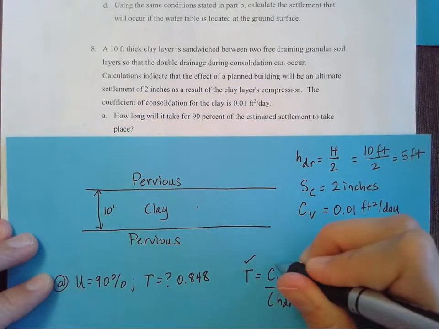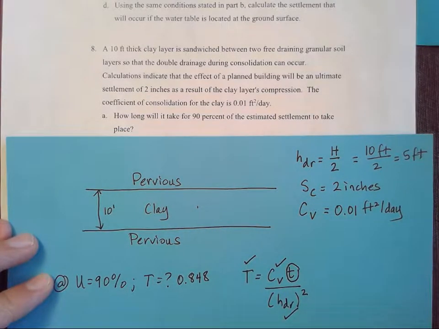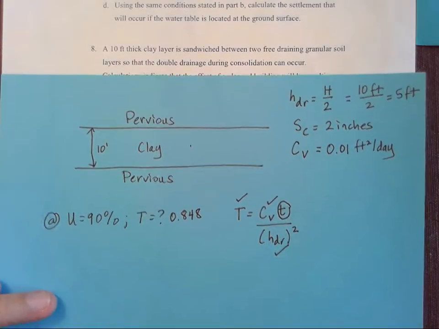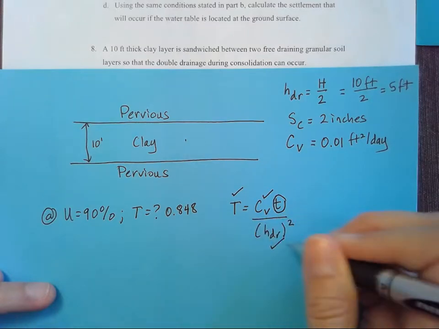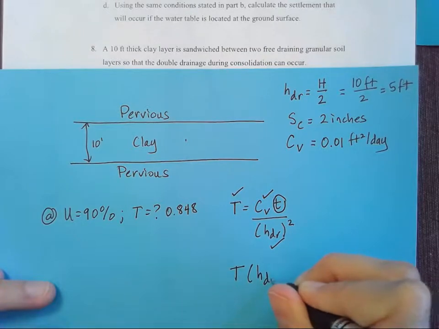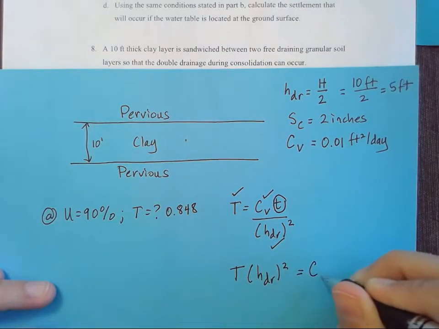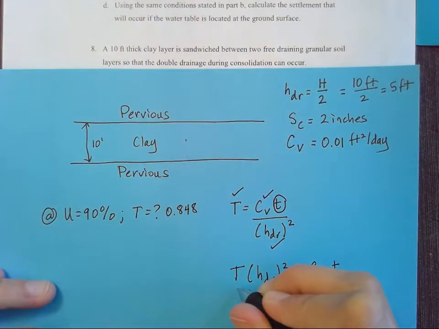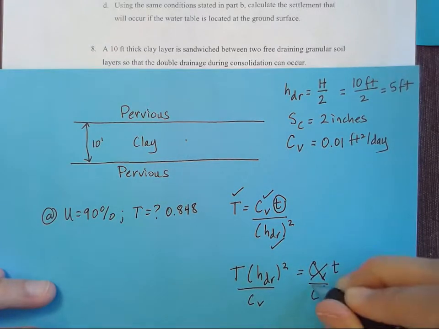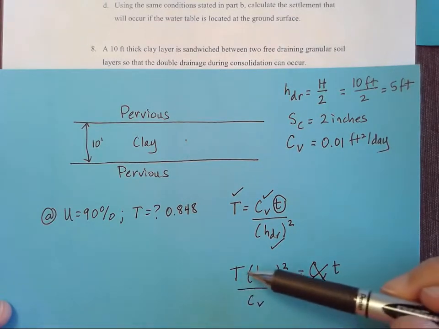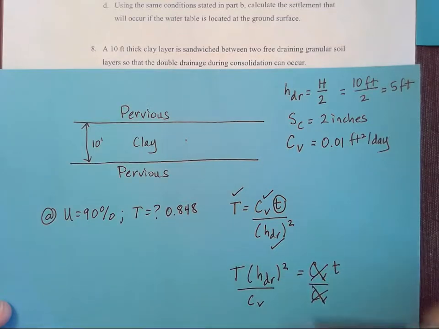So I know the big T, I know the CV, and I know the HDR. You can solve that algebraically, or you can just plug numbers right in. Kind of up to you. I'm going to go ahead and solve it algebraically. So I'm going to go ahead and multiply both sides by that HDR squared. So I wind up with T times HDR squared is equal to CV times my little t. And then I'm going to divide both sides by the CV. And those will cancel out. And so I wind up with little t is equal to big T, that time factor, times the drainage height squared divided by that coefficient.